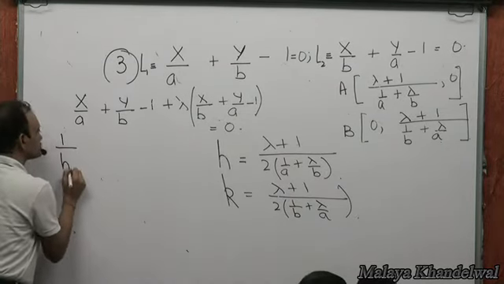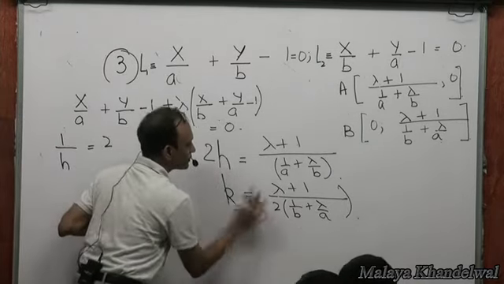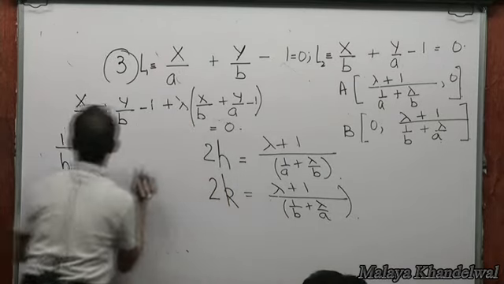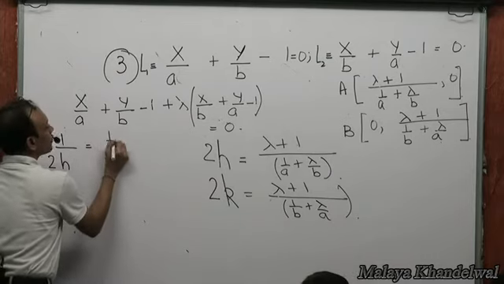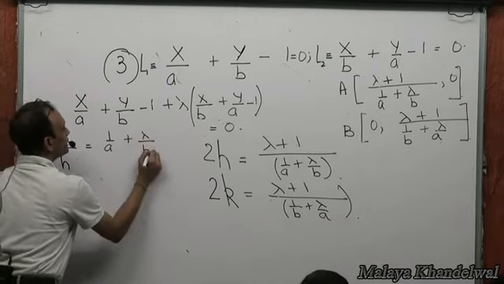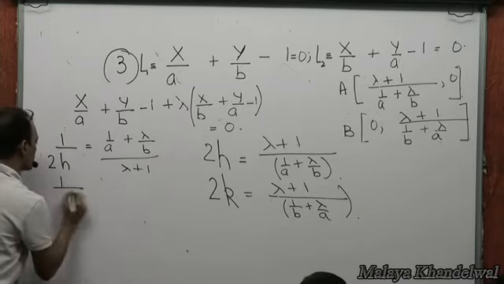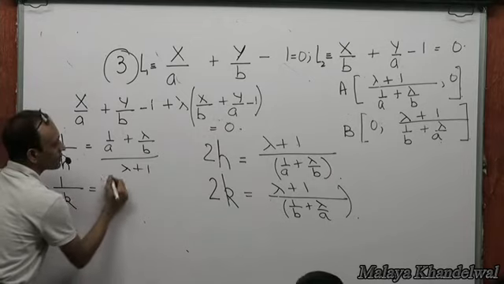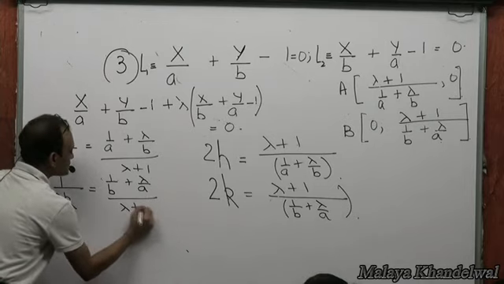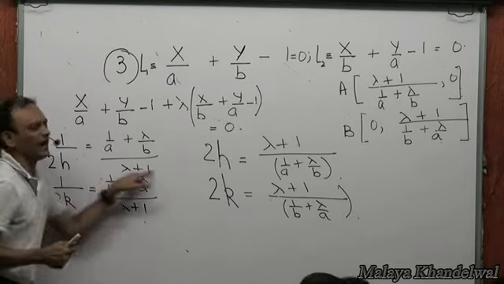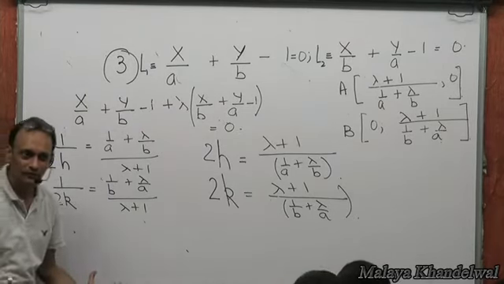What is 1 by H? Or let's say, what I do is, I bring this 2 here for algebraic neatness, not that it has any functional value. Say 1 by 2H is going to be 1 by A plus lambda by B, divided by lambda plus 1. Yes or no? That's 1 by 2H. What is 1 by 2K? 1 by 2K is 1 by B plus lambda by A, divided by lambda plus 1. Now, the reason I do this is that if I add them, they'll have at least a common denominator. Addition becomes a wee bit simpler. Yes or no?